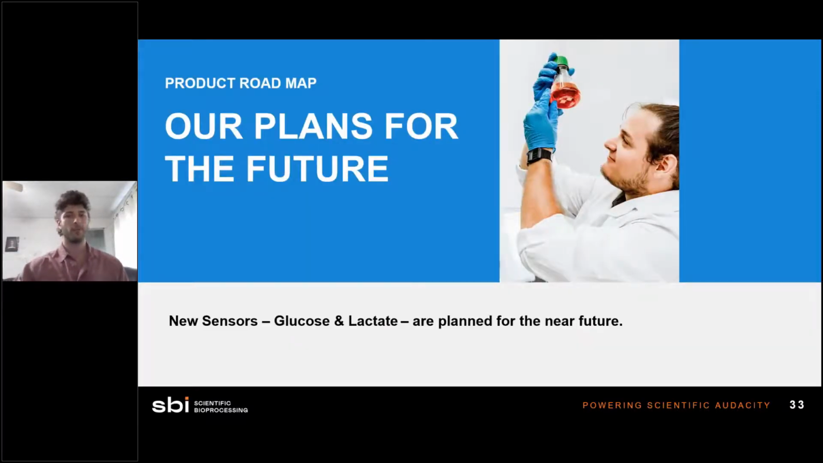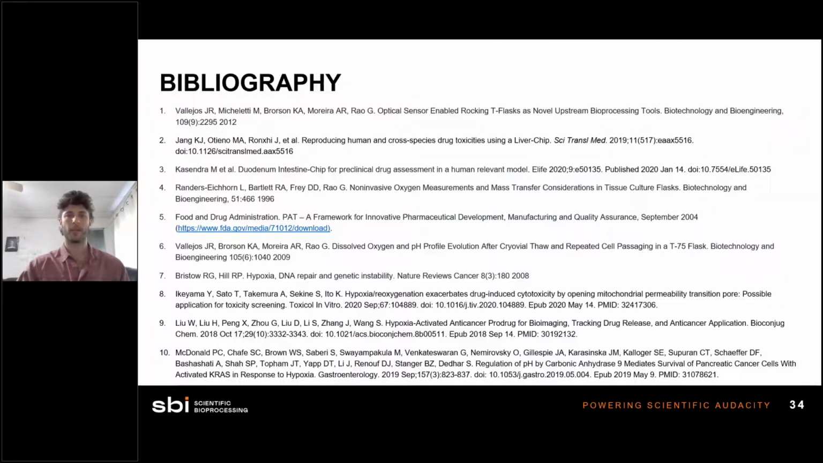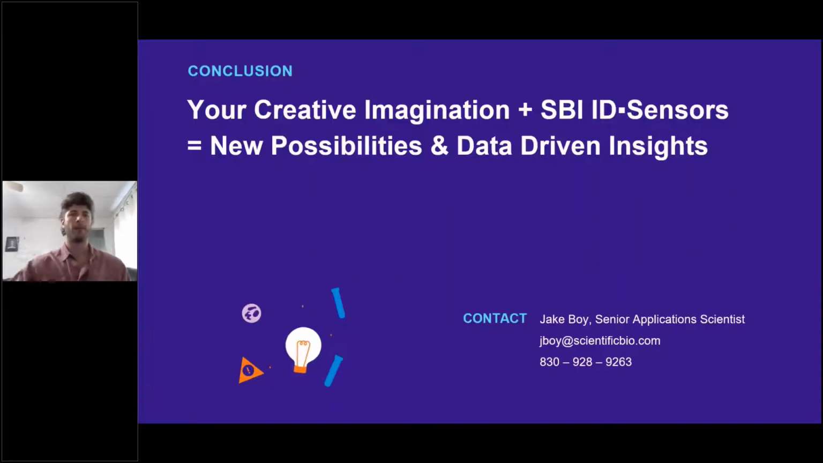So we know there's more things people are interested in. It's not just pH, it's not just dissolved oxygen. So we're moving towards getting glucose and lactate added to our optical sensor suite in the near future. So here's the bibliography for anyone that wants to check it out later on. And with that, I'll leave it to your imaginations using some of this new sensing technology and what you can come up with for ways to find new data and to gain new insights. So with that, I want to thank everyone for listening, and I'll hand it off to Sandy.